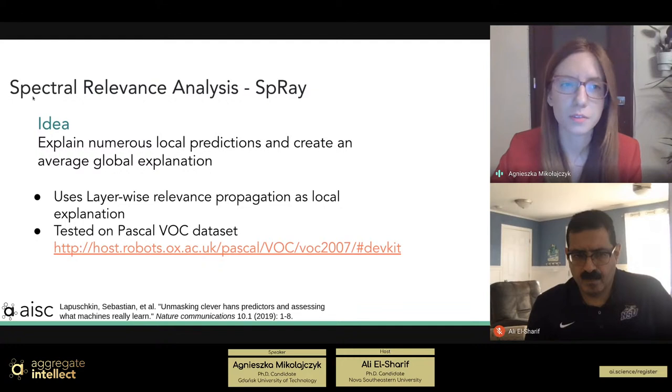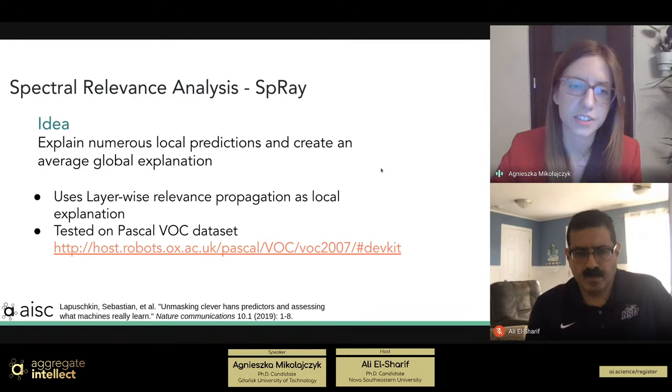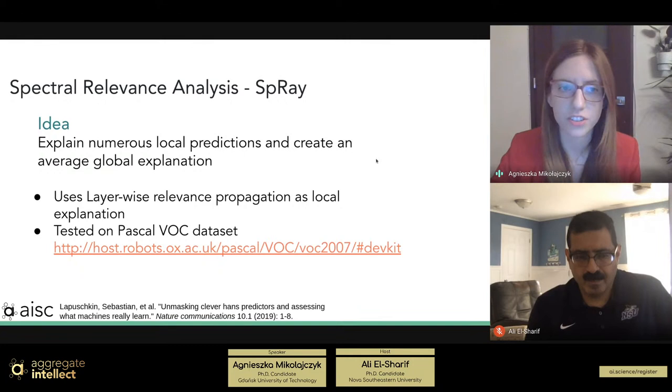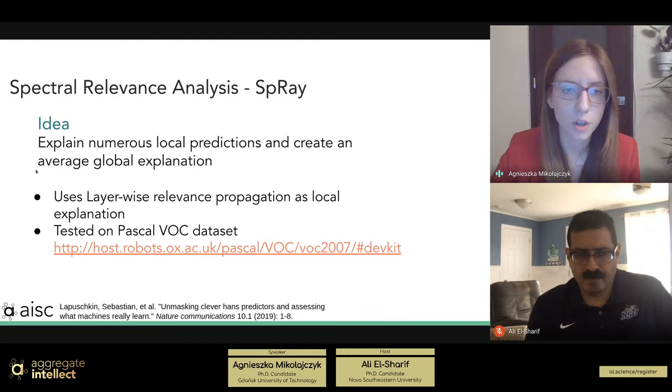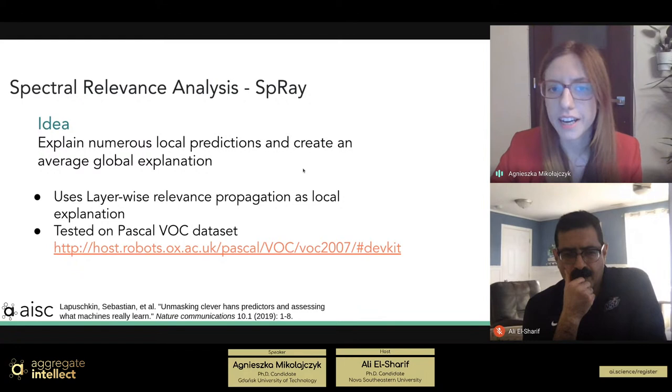And one of the methods of global explanations is spectral relevance analysis called SPRAY. This was the paper published in 2019 in Nature Communications. It already has over 200 citations. It's a really great paper whose main idea was to explain numerous local predictions and create a global, average explanation. So what they do is they create thousands of local predictions and use them to create one average global explanation. And they actually use layer-wise relevance propagation as the local explanation.